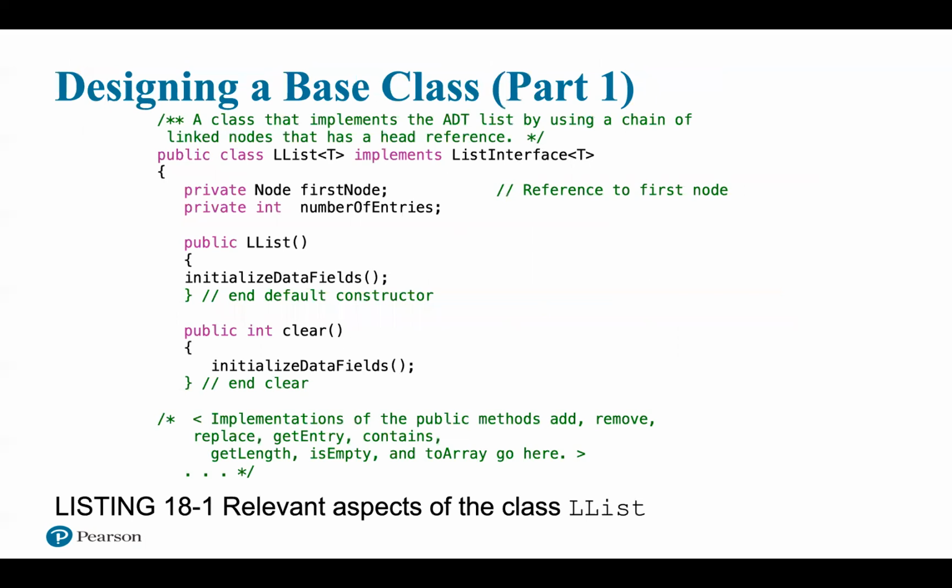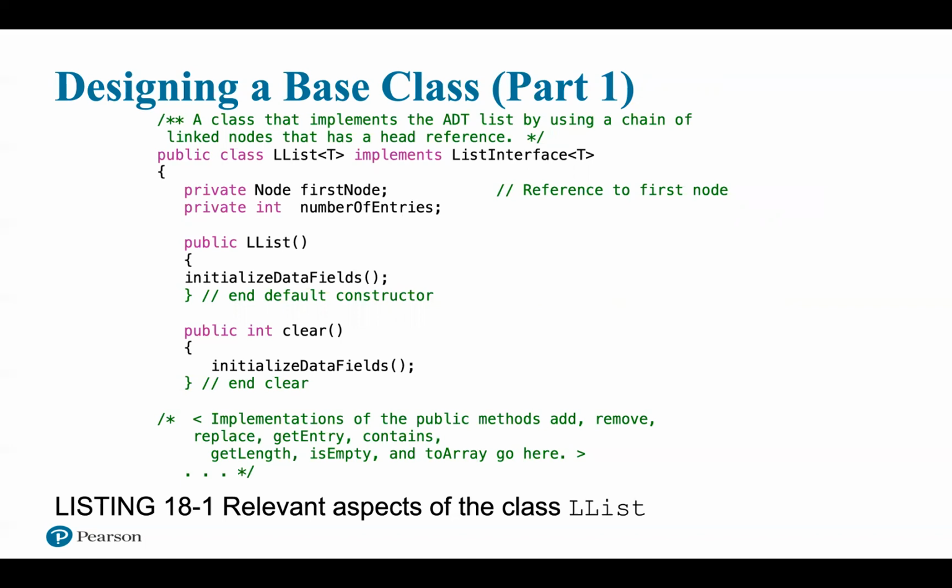So let's design a base class. Let's examine the class LList that we developed in chapter 12 as a linked implementation of the ADT list. Recall that the class places each of the list entries into its own node. These nodes are linked so that the first entry's node references the node of the second entry and so on. A data field firstNode of the class references the first node, and another data field numberOfEntries counts the number of entries in the list.